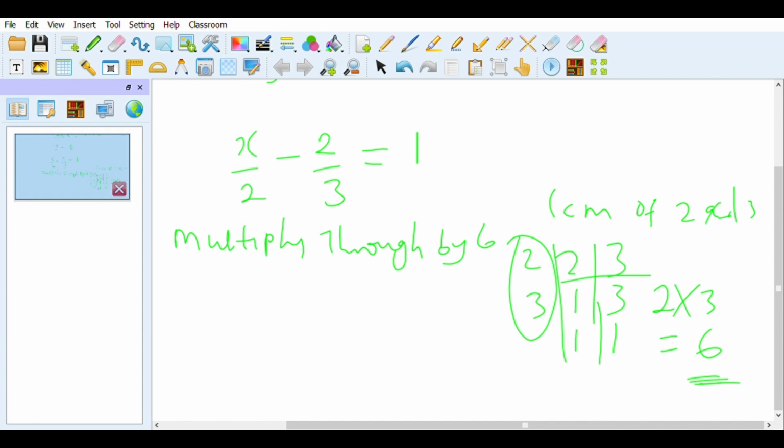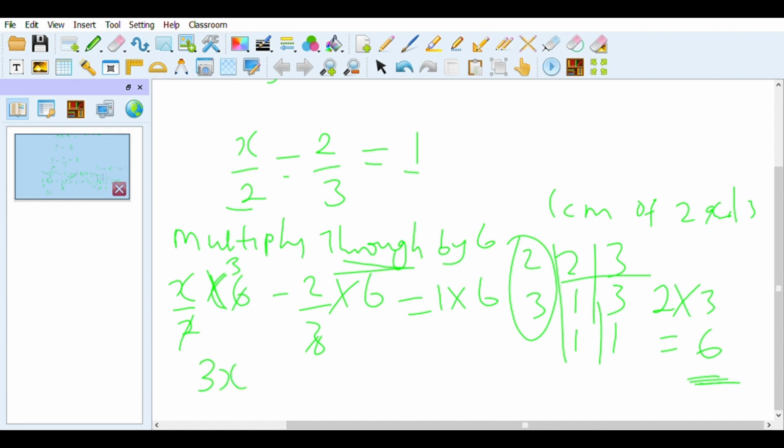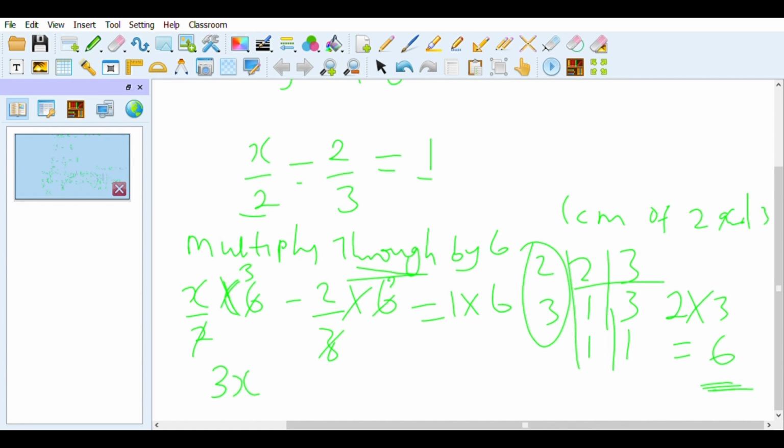So just like we did, the first thing here is x over 2. We multiply by 6. The next thing here is minus 2 over 3. We multiply by 6. The next thing here is 1. We also multiply by 6. Every term here we're going to multiply by 6. So 2 can divide 6 to give us 3. So 3 times x becomes 3x. 3 can divide 6 to give us 2. 2 times 2 is 4. 1 times 6 is 6.